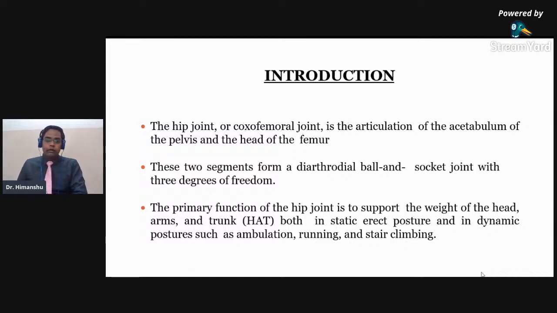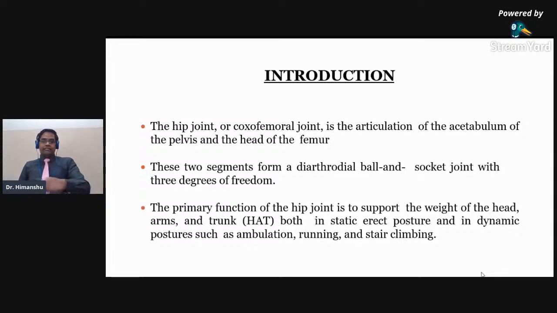Okay, so as I've already talked about, it is a two-segment diarthrodial joint, that is the ball and socket joint, with 3 degrees of freedom. 3 degrees of freedom suggest that it has movement in all the 3 planes. It has movements in the sagittal plane, the frontal plane, and the transverse plane. So flexion and extension in the sagittal plane, abduction and adduction in the frontal plane, and rotations, internal rotation and external rotation, in the transverse plane.